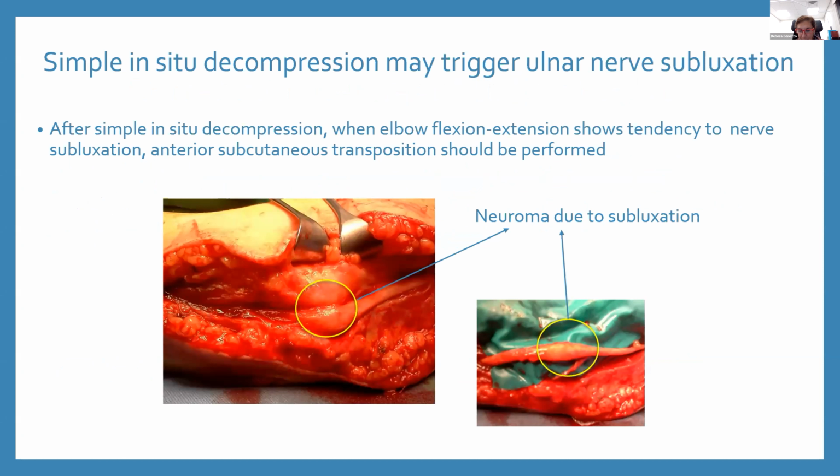Something that we also have to emphasize as surgeons is that hypermobility of the ulnar nerve may be something that you find spontaneously in the general population, but it's also something that can be iatrogenically triggered by simple in situ decompression.